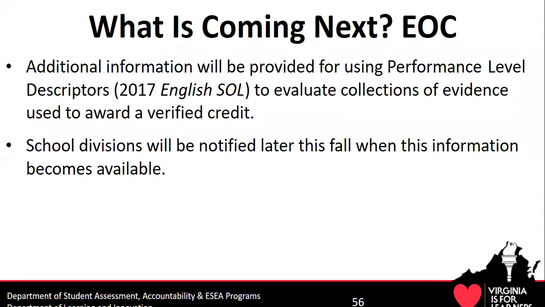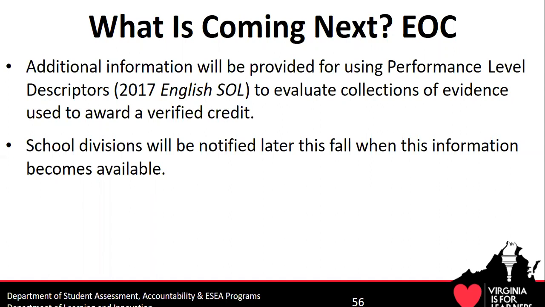So yes, we are so close to having support information ready and available for any school division who is interested in using the local performance assessments to verify credits in writing for high school, in having support material and anchor sets and annotations ready that show using the performance level descriptors that align with the 2017 standards of learning, so that school divisions can start using those to evaluate their collections of evidence, formerly known as the bodies of evidence, but now interchangeably known as the collections of evidence, used to award verified credit.